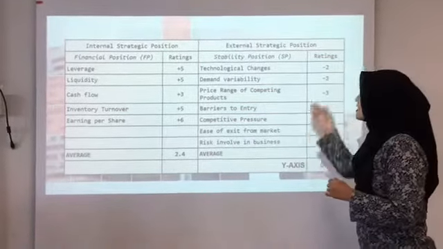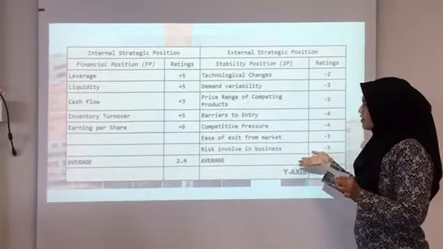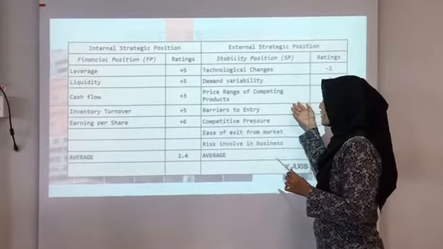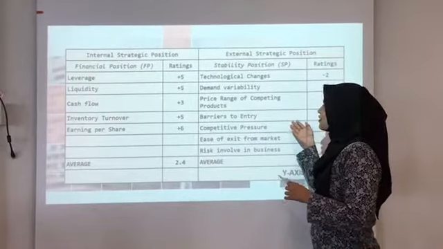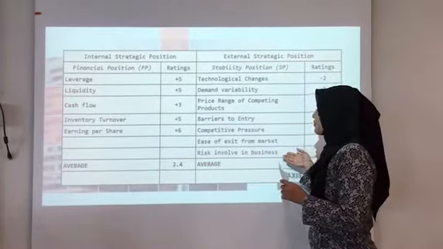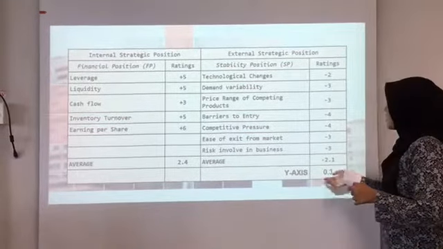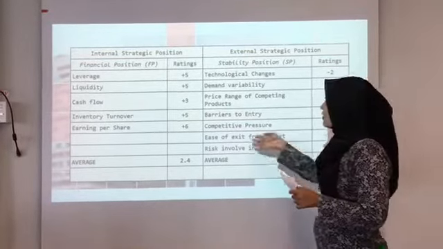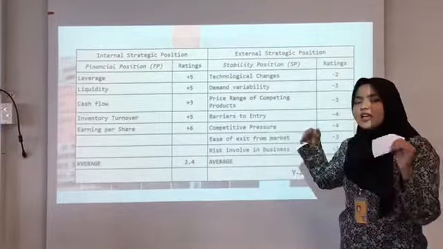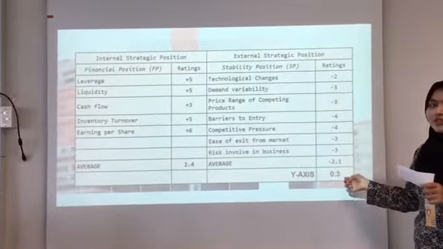Okay, for the external strategic position, stability position, we have technological changes, demand reliability, price range of competing products, barriers to entry, competitive pressure, ease of exit from market, risk involved in business. We get the average is negative 2.1. For financial position and stability position, we categorize as the y-axis. That we get the y-axis is 0.3.